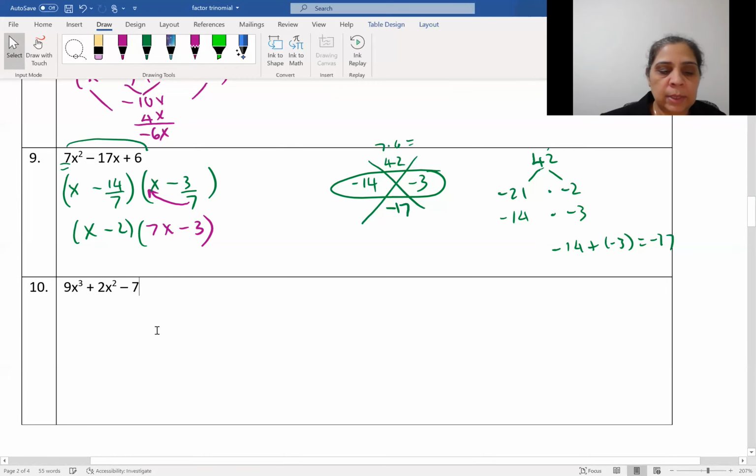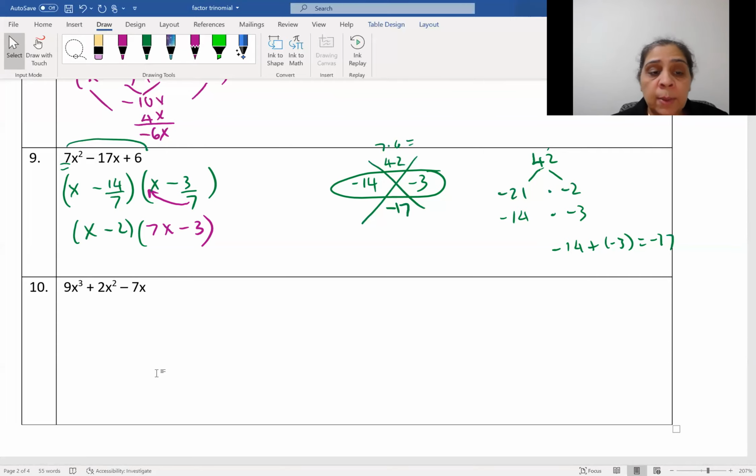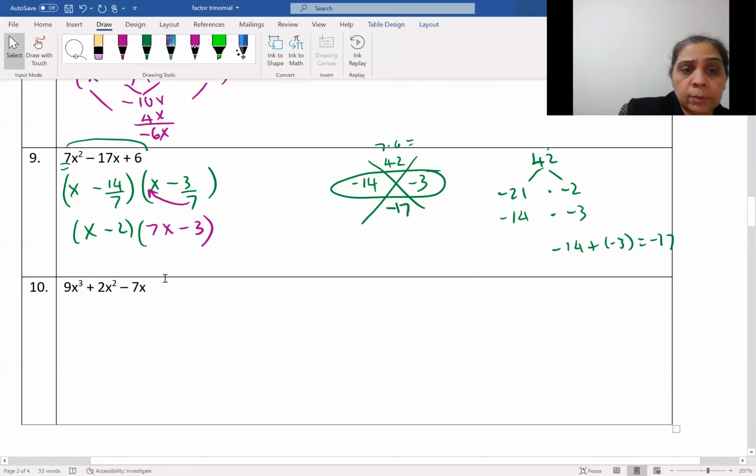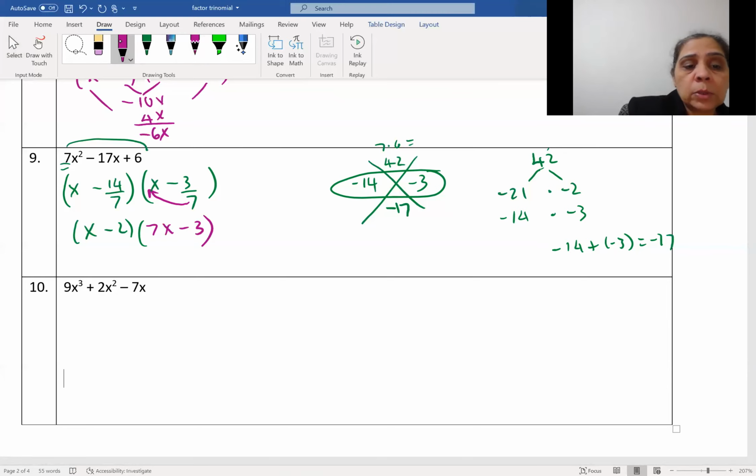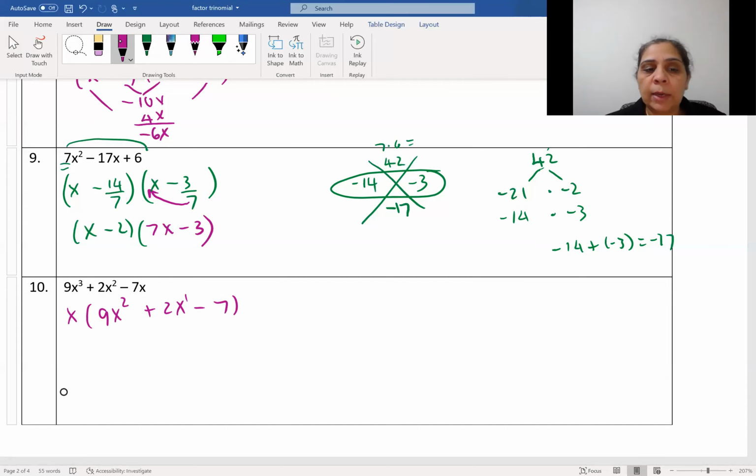Next one is here, you need x. All right, so 9x cubed plus 2x squared minus 7x. My step one, we will check. We have a cube first, so we cannot use this method, right? And then we will check, do we have a GCF here? With numbers, we don't have any common factor, but we have the same variable in each term. So I can see x is the GCF. So I will take it out. Then we have 9x squared plus 2x minus 7. So now we have a second power and here is one power, so we can find the factors.